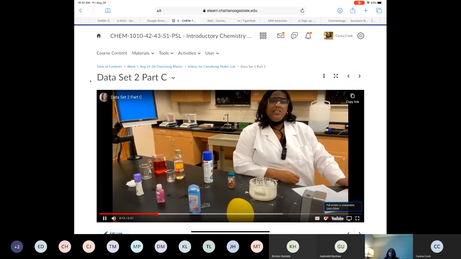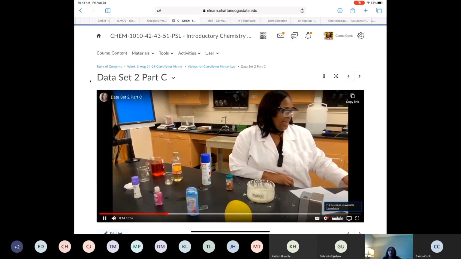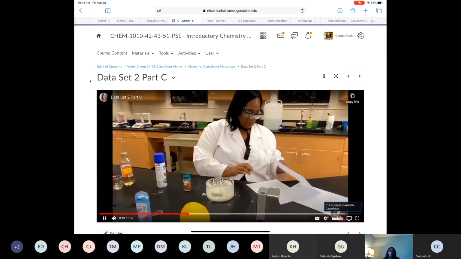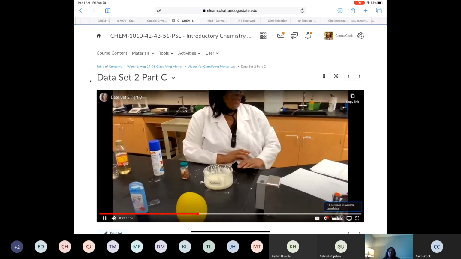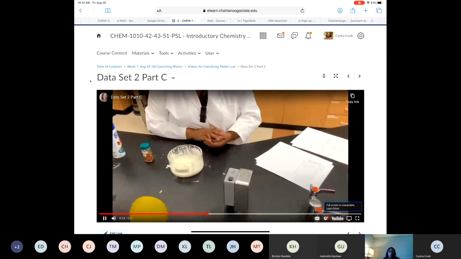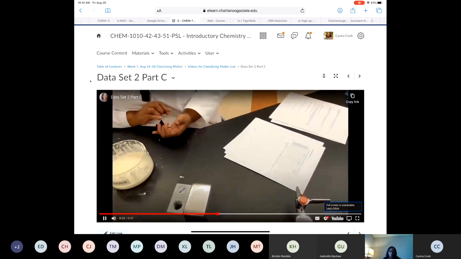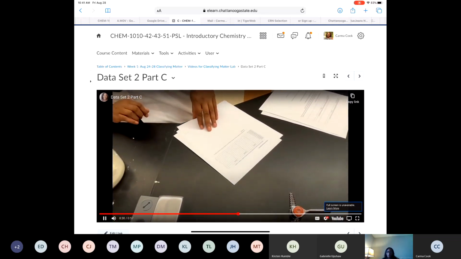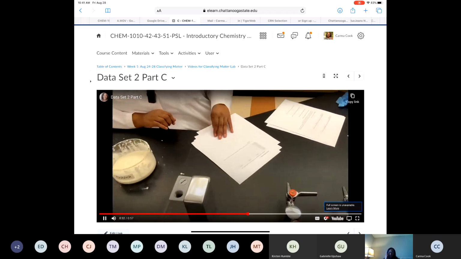So now that you've seen all 10 substances, you want to categorize them as solid, liquid, or gas, or determine if they fall into more than one category. So fill out your data sheet.